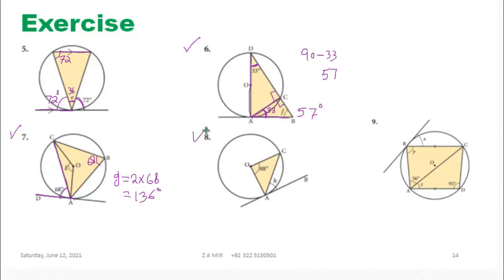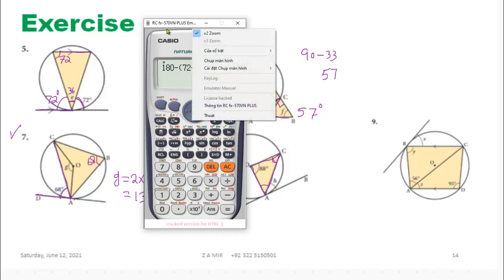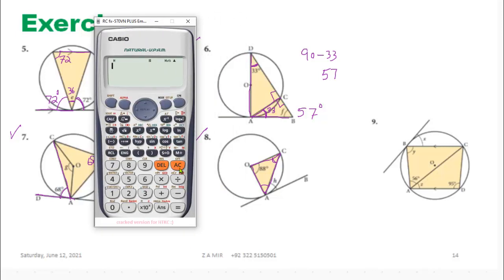Now in question number 8, this is the radius and this is also the radius. So this is an isosceles triangle. So these two angles will be equal. So let's find these angles. If we subtract 88 from 180, we will get 92. As these two angles are equal, we divide 92 by 2. So 46. These two angles are 46 each.